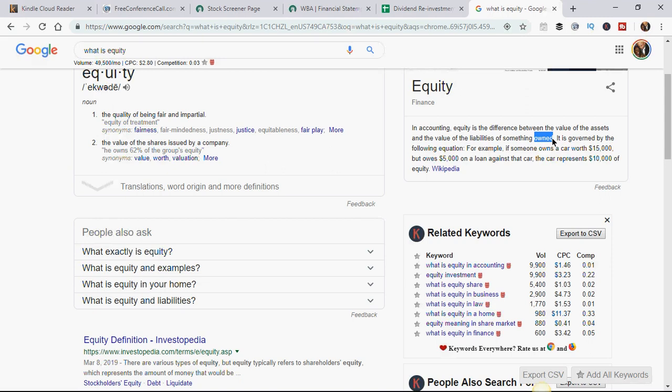Actually, it's probably more the value of it minus what you owe on it. That's more accurate. The value of it minus what you owe on it.